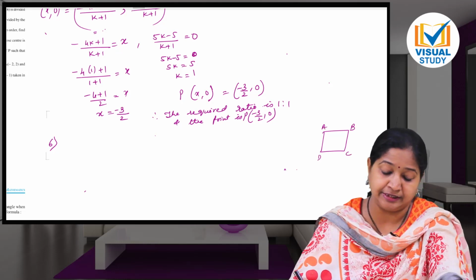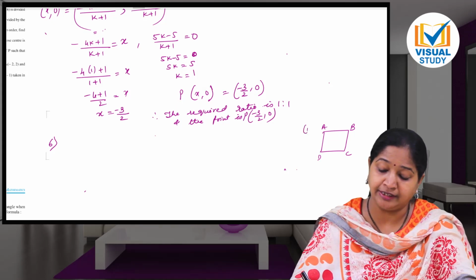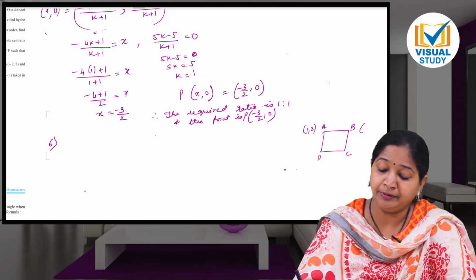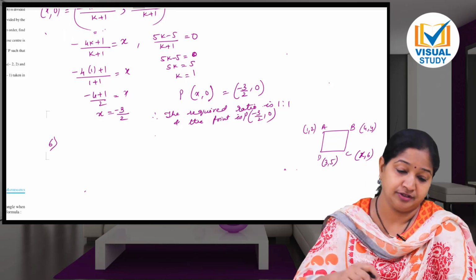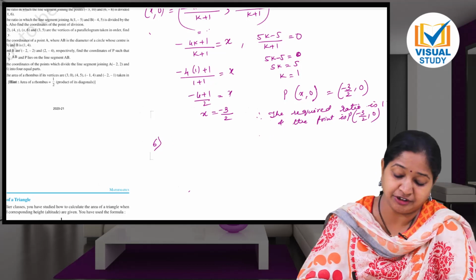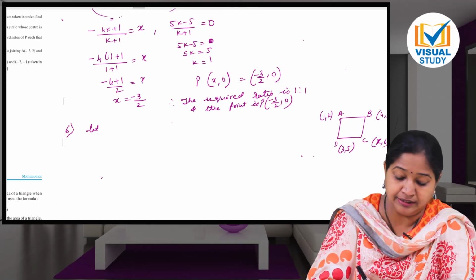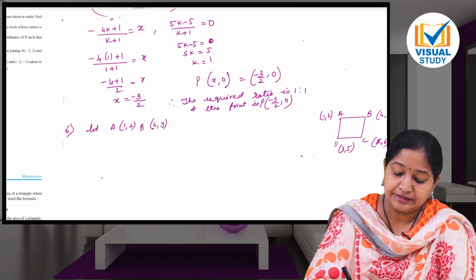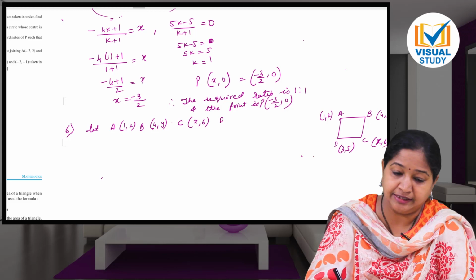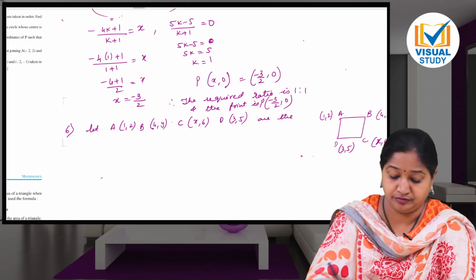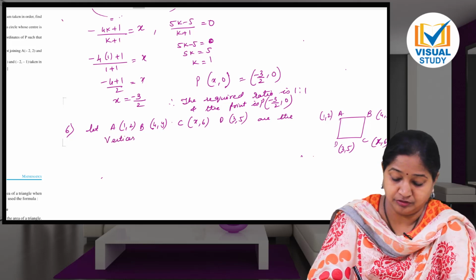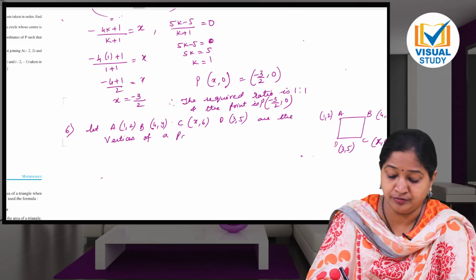A, B, C. What is our point A? Let our point A be 1, 2, B be 4 and y, C is x and 6, and D is 3 and 5. Okay. We have to just mention it. Let A be 1, 2, B be 4, y, C be x and 6, and D be 3 and 5 are the vertices of a parallelogram.